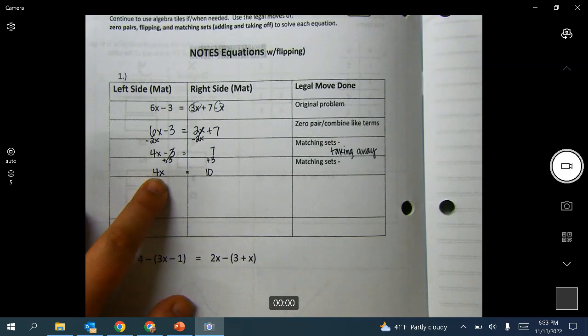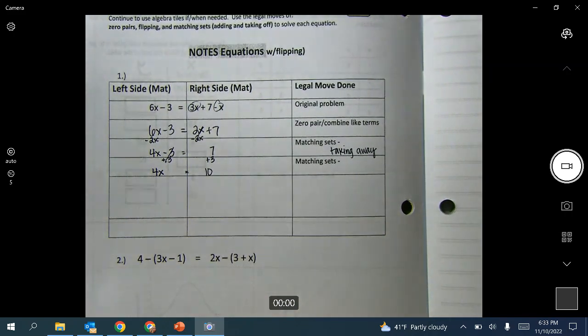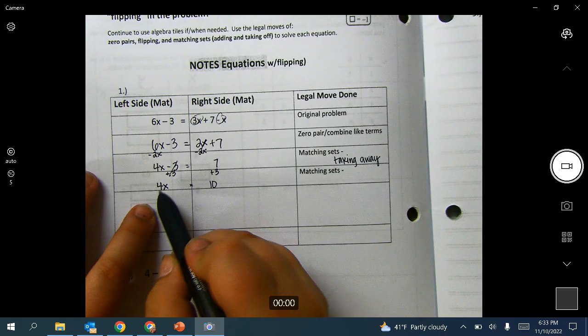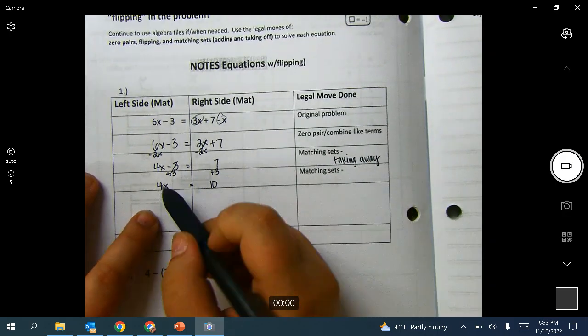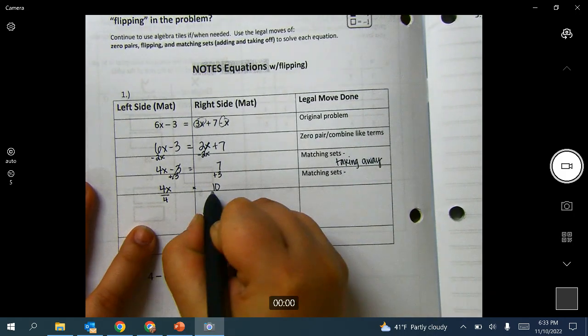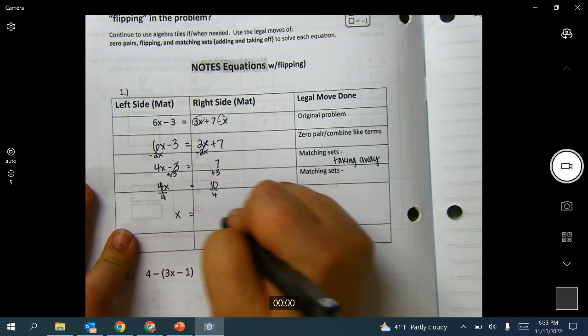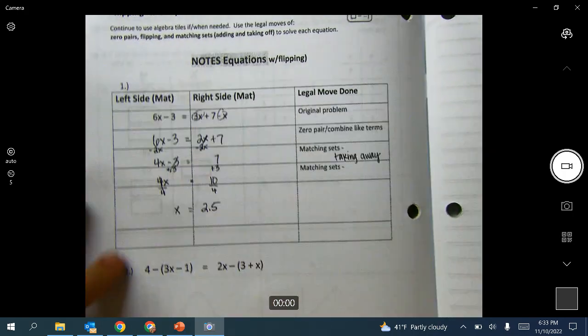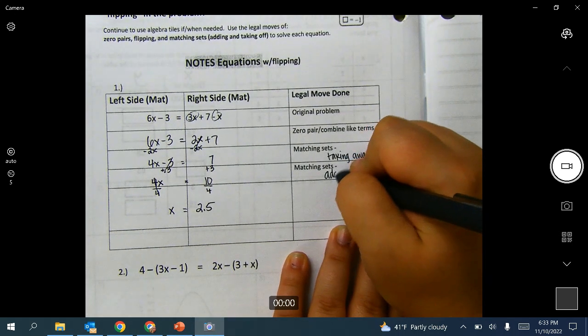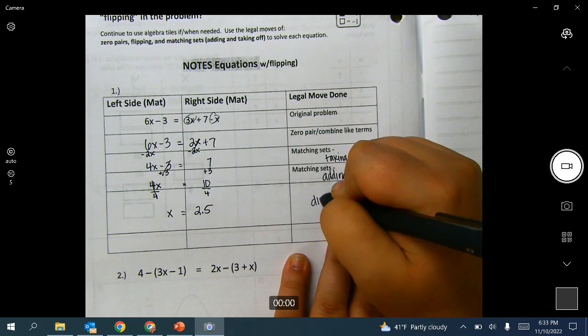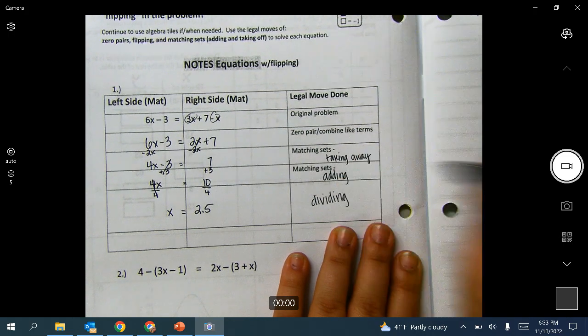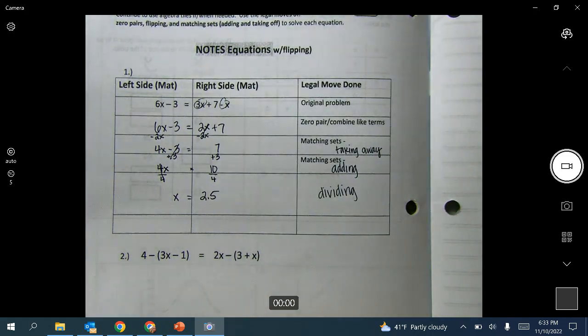So again, I have 4 people and 10 cookies. And so to figure out how many cookies each person gets, I'm going to have to undo this multiplication, which means I'm going to divide both sides by 4. And those ones cancel out. So I have x equals 2.5. And that is your answer. Okay, so this is just showing you that our answers are not always going to be a pretty number, right? Sometimes they're going to be a decimal or a fraction or something that's not pretty, and that's okay.